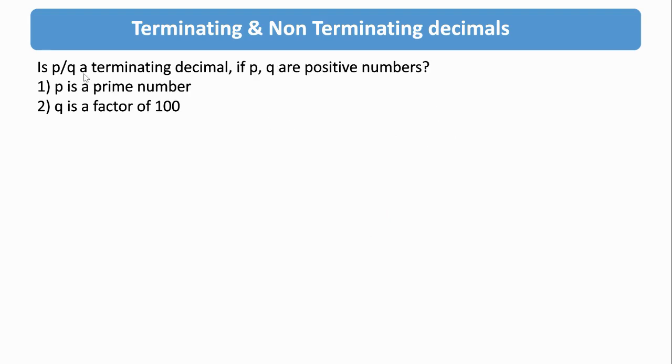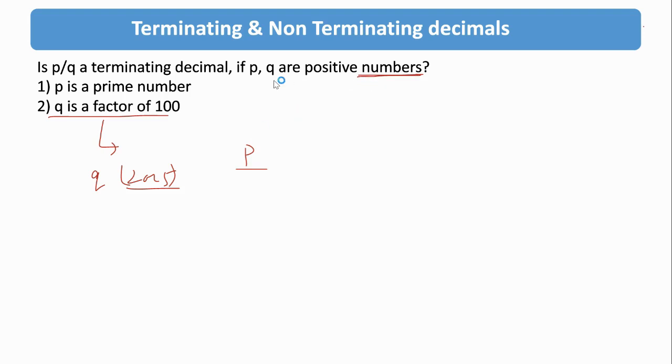Now, is P upon Q a terminating decimal? They are saying P and Q are positive numbers. In this also we can do the same thing. From statement 2 we can say Q is a factor of 100. So Q will be having only 2 or 5 as the prime factors, no other prime factor in this. But from this, can you say what is the value of P? No. They are giving P and Q are positive numbers, right? This is very important. They are saying positive numbers, not positive integers.